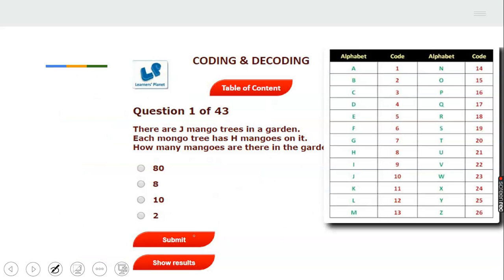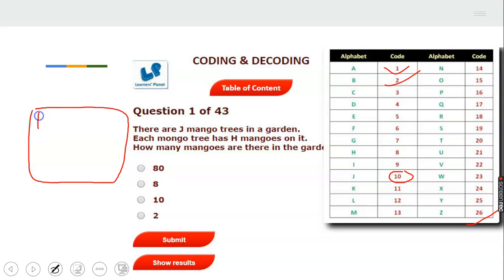Can you see that? Okay, let's look at this one. In this chart that we have here, A is 1, B is 2, the normal forward method. Z is 26. Now look at this question. This question is to test your mind. There are J mango trees in a garden. Let's say this is the garden. And there are J mango trees. What is J? J is what? 10. This work is very simple. So there are J mango trees. You ask yourself, what is J?